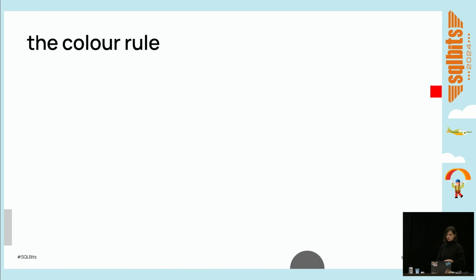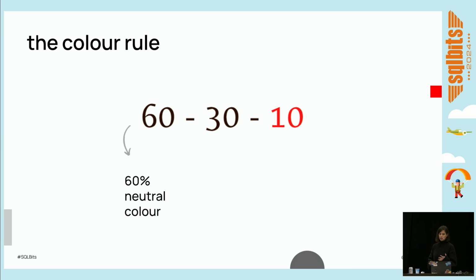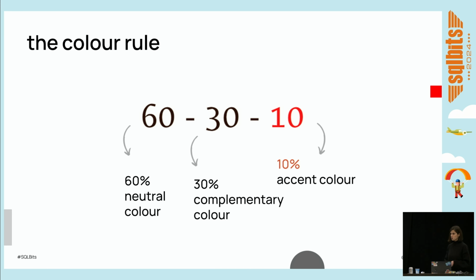And I have one rule about color that I really like, which is called the color rule. And it's the 60-30-10 rule. So 60 means using 60% of a neutral color that's used for the background, and some background information, or some shapes and so on. Then you have 30% of a complementary color. You can use this secondary color, for example, for headings and subheadings and so on. And 10% of an accent color, which is just to emphasize important things.